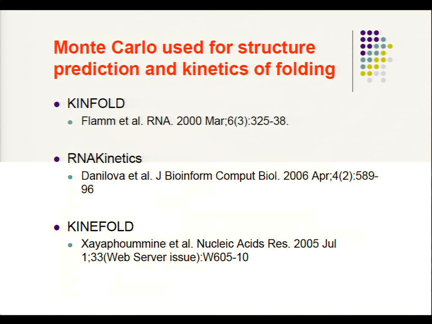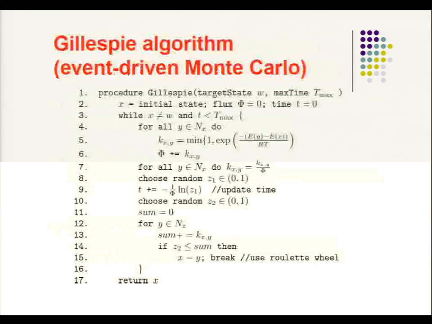Monte Carlo is used for RNA kinetics. There are three different approaches in the kinetics literature, and various web servers. For doing kinetics of RNA, one in fact needs to pass from a time-driven Monte Carlo algorithm to an event-driven Monte Carlo. That's Gillespie's algorithm, used in kinetics.